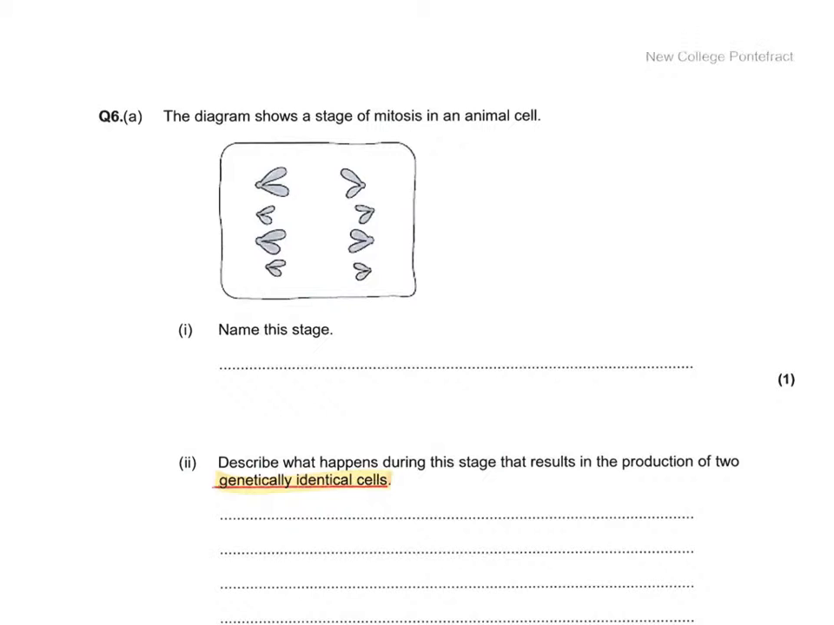Hopefully you can see that the chromatids are moving towards opposite poles, so it must be anaphase. But how does it make them genetically identical? Each of these chromatids, so this pair, these two are genetically identical. In this pair, these two chromatids are genetically identical. These two chromatids are genetically identical. So each pole will receive genetically identical copies of chromatids.